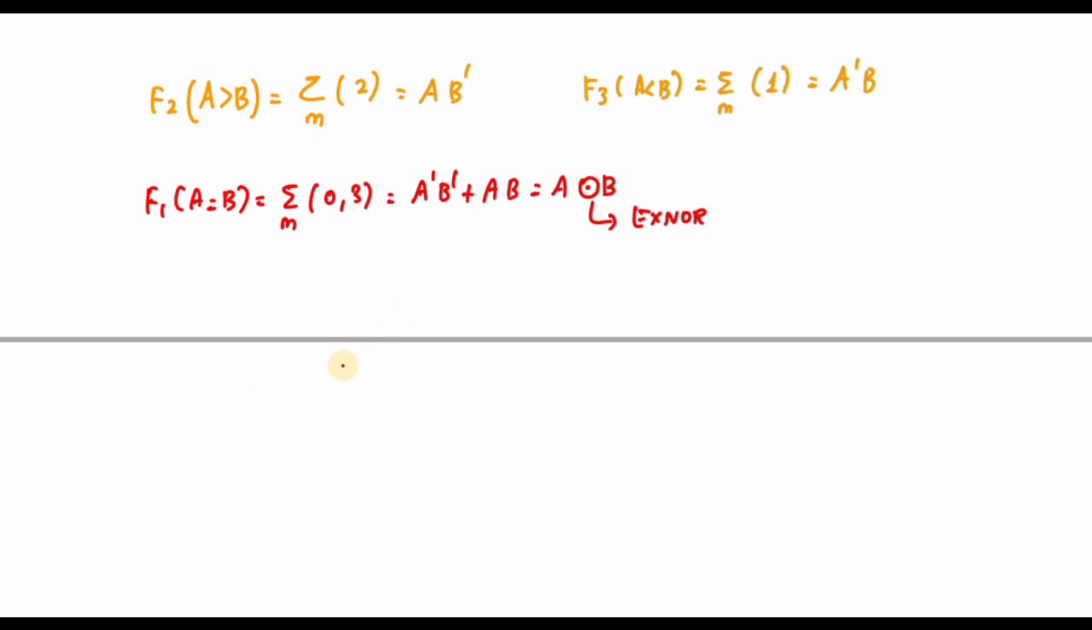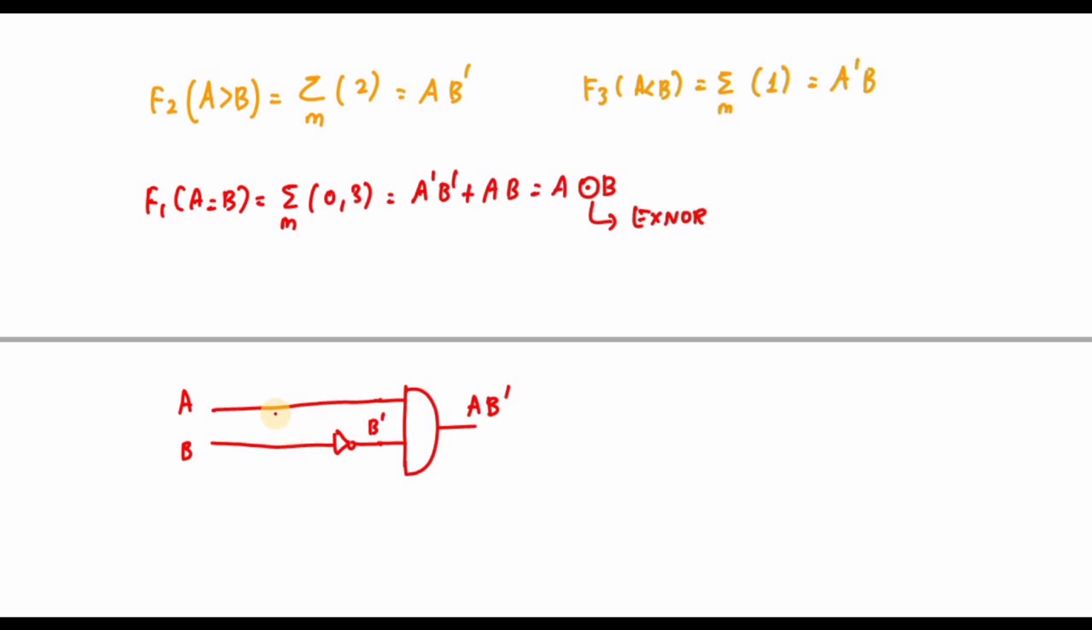So let me draw this one. Here we have inputs A and B. This is how you can draw it. How to draw A B bar? This becomes B bar, and if I give it to an AND gate, it becomes A B bar.